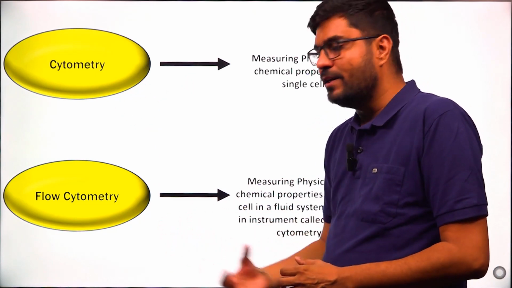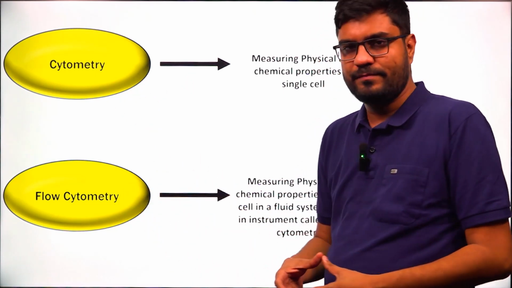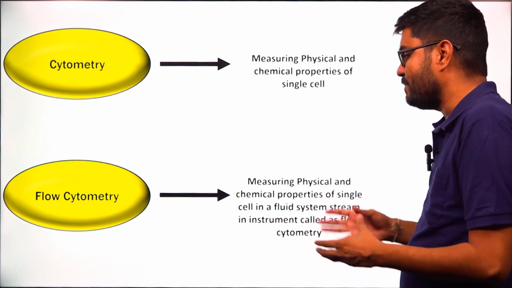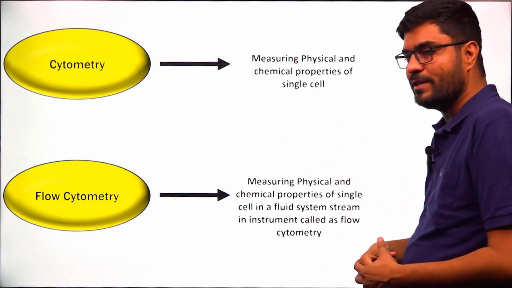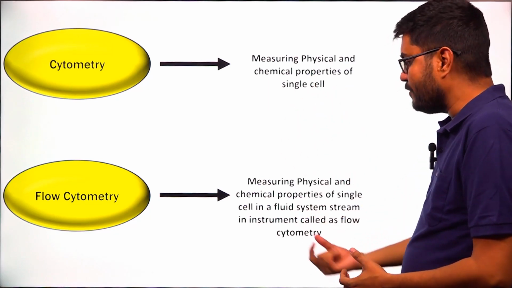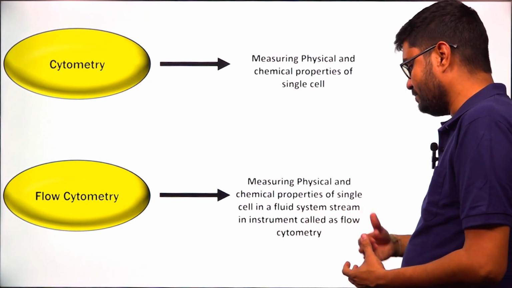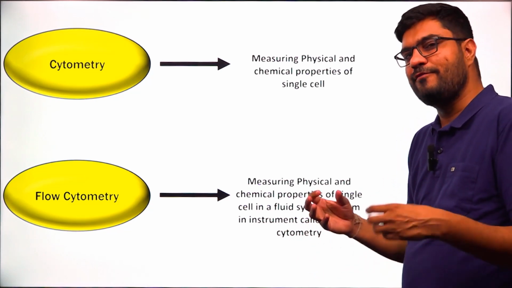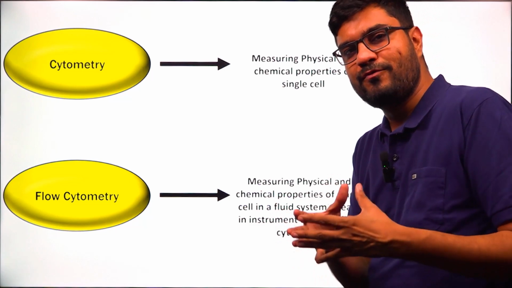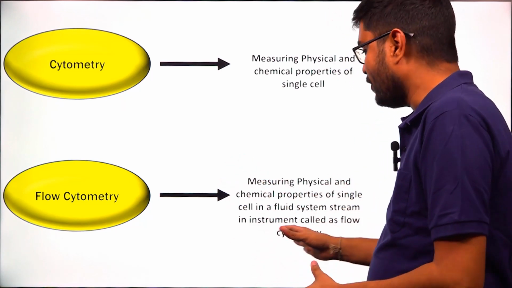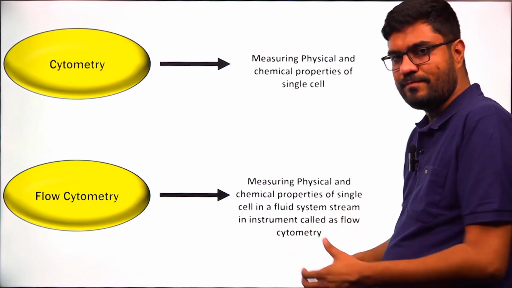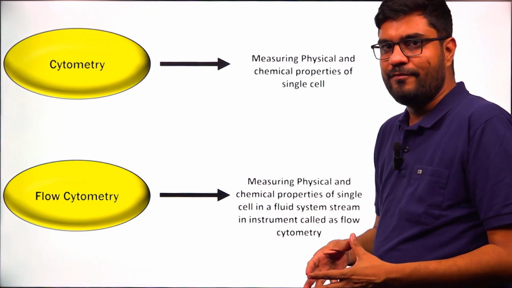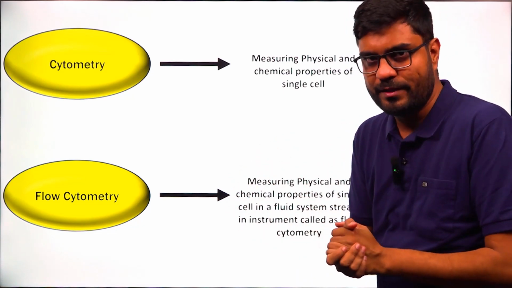And when I am adding the word flow in front of cytometry, then flow cytometry is defined by the statement that we are measuring the physical and chemical properties of a single cell, but we are using a fluid system or fluid stream in an instrument called a flow cytometer. So the only thing I am adding here is a stream of fluid. So let's understand what I mean by the fluid system, or what a flow cytometer is actually doing when we are putting our cells in the instrument.